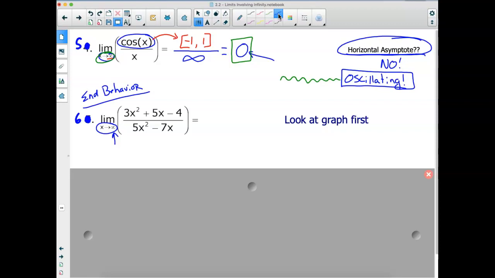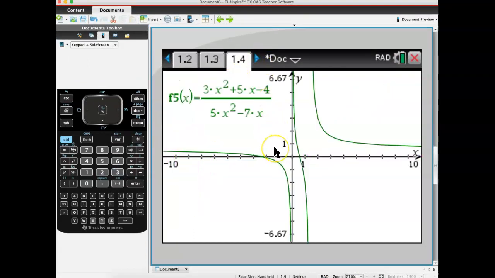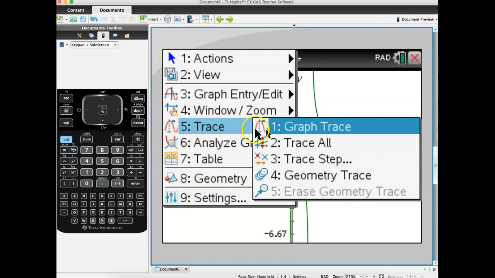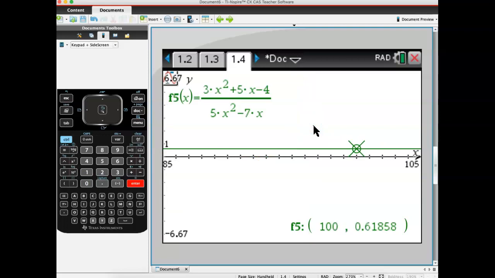Well, let's look at this graph. Some people are going to be looking at this function already, and they already know what the limit is. Let me get to my next graph. And how we graphically found our horizontal asymptotes, remember, is we went to menu, we went to trace, we traced the graph, and we went, say, to 100, 0.61. Then we went to maybe 1,000, 0.6018. Then maybe 10,000 and bigger, 0.06.